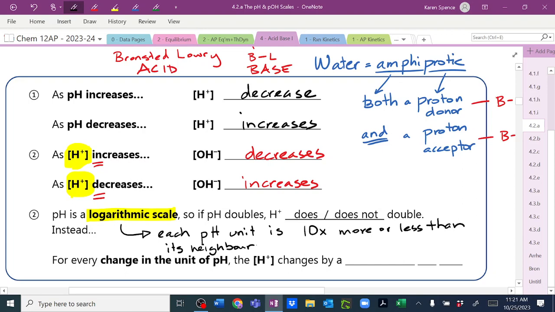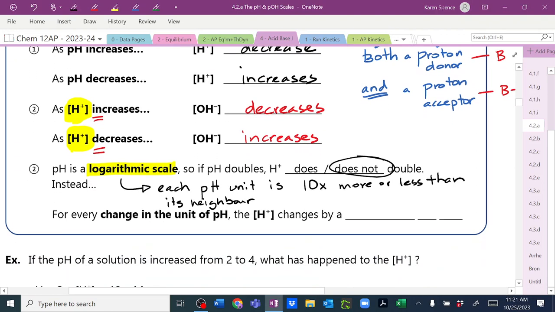Each pH unit is 10 times more or less than its neighbor. I mean, if you're at pH 6 and you go to pH 7, or if you're at 7 and you go to 8, or 8 and you go to 7, or whatever. If pH doubles, does hydrogen ion concentration double? No. For every change in a unit of pH, H plus changes by a factor of 10.